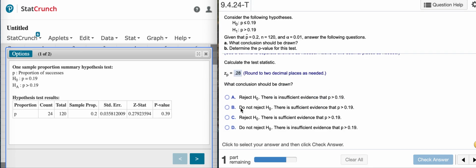So part B says, do not reject the null. There is sufficient evidence that p is greater. That's false. Do not reject the null. There is insufficient evidence that p is greater. So our test is not significant. We do not reject the null hypothesis. There's insufficient evidence for the alternative.